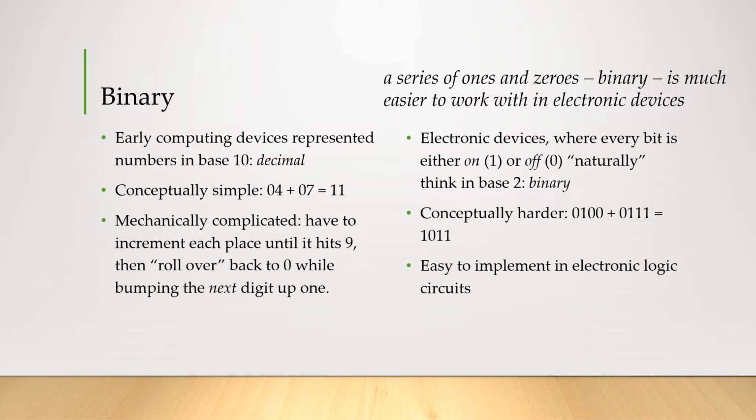An electronic bit is either on or off. So any position in computer memory either has a high voltage or it has a low voltage. It's either on or it's off.